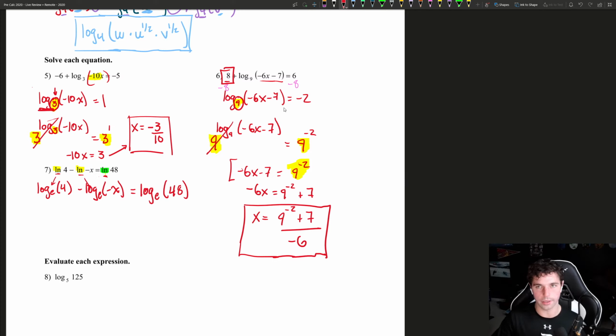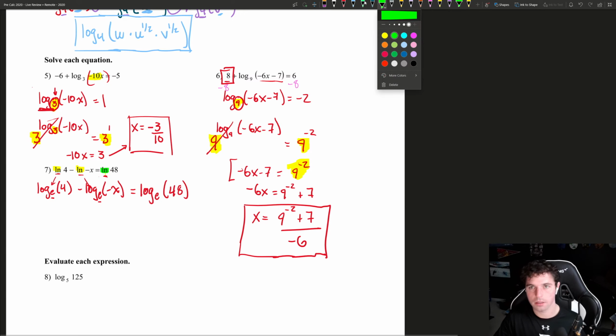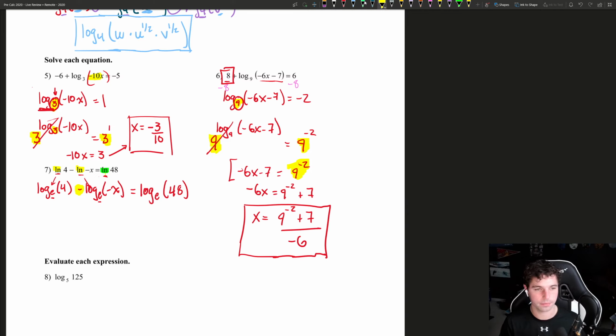So after that, you should notice that, again, same base, and they're being subtracted. So we should notice this subtraction sign. And because we're subtracting logs with the same base, we can actually combine them in a quotient. So this left-hand side becomes log base e of 4 divided by negative x is just equal to the right-hand side.